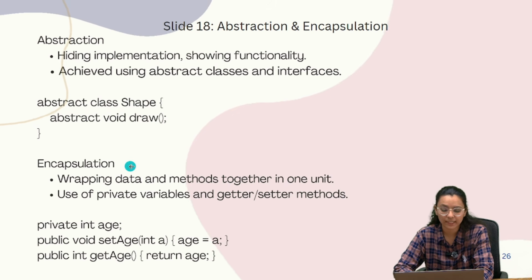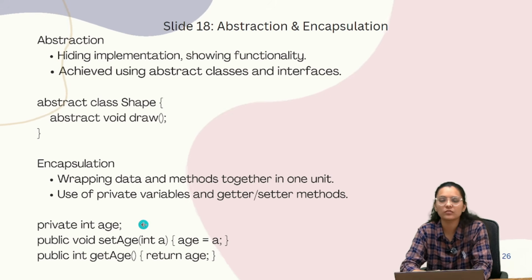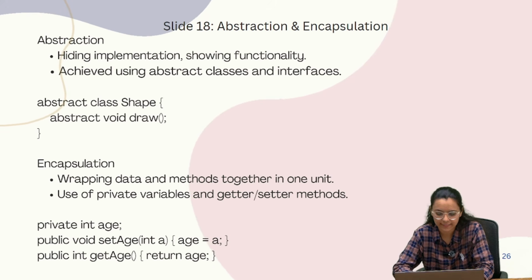And the next point is encapsulation. Encapsulation means wrapping data and methods together in a single unit, or we can simply say wrapping data, meaning variables, and code, that is methods, into a single unit. It is also known as data hiding. The variable can be declared as private, and it uses getter and setter methods to access it.